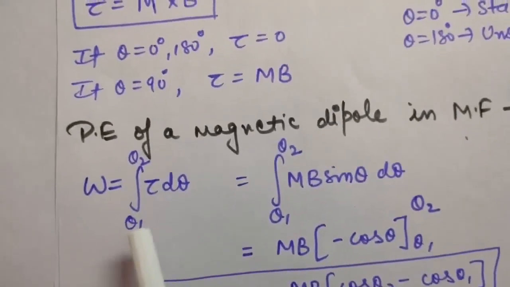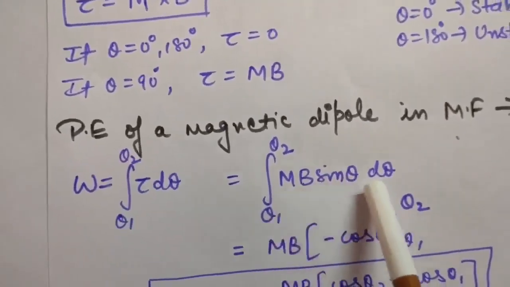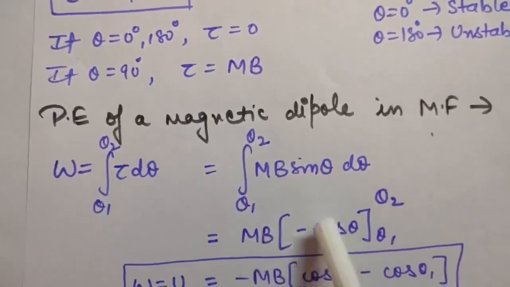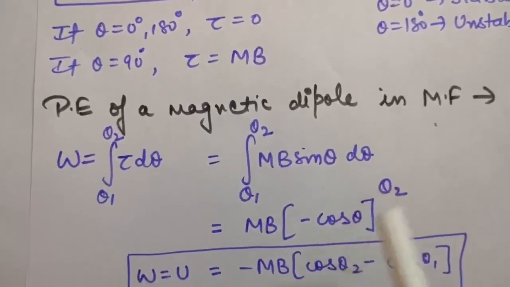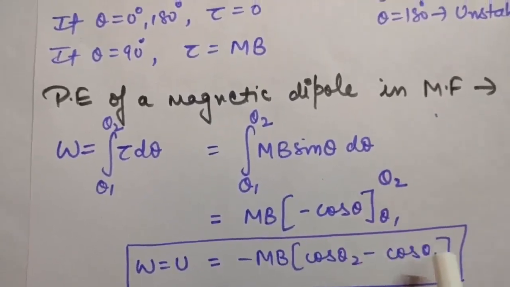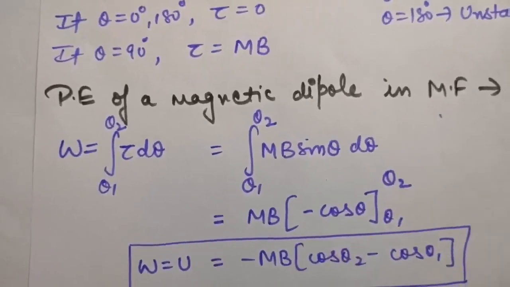Let's say the initial angle was theta 1 and the final is theta 2. So torque is MB sin theta. So again integrate it, you will get MB into minus cos theta from theta 1 to theta 2, and by putting limits you will get minus MB times (cos theta 2 minus cos theta 1). Okay, because upper limit minus lower limit will give you this value.